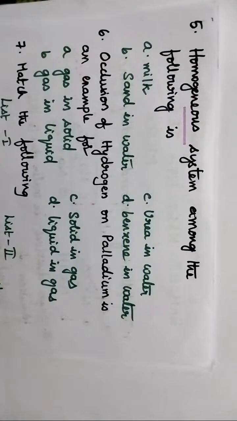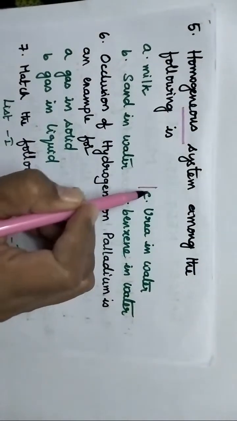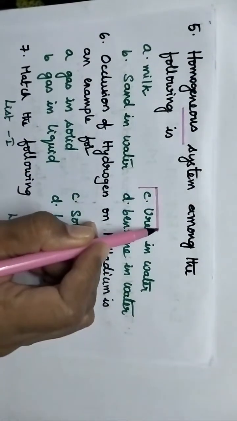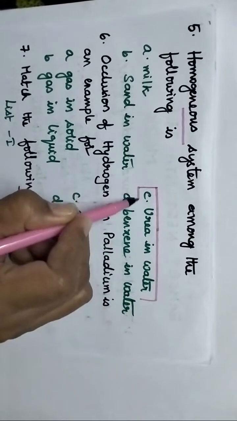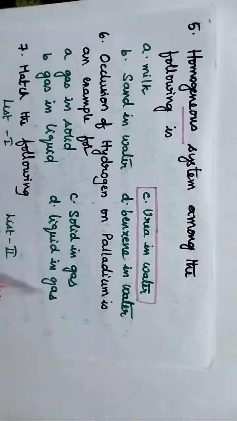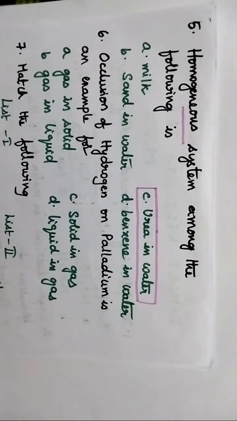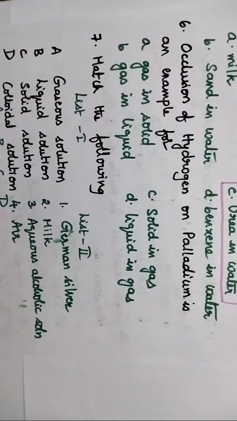No one gave the right answer. So, urea in water is a homogeneous system. Option C is the right answer. Next, let us move to the sixth question.